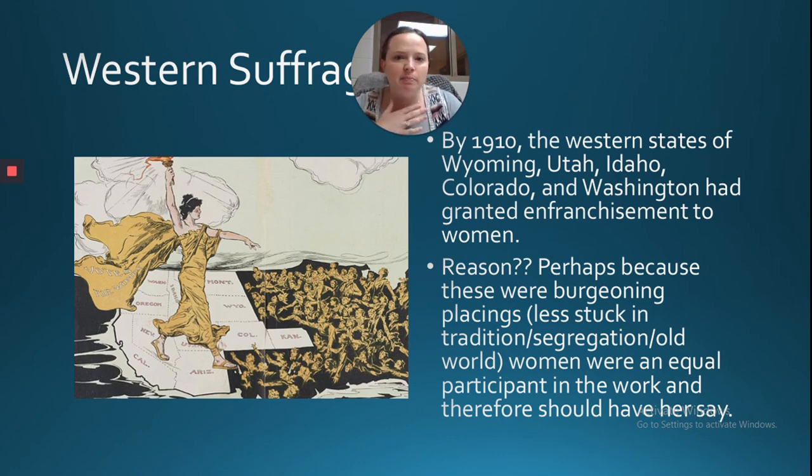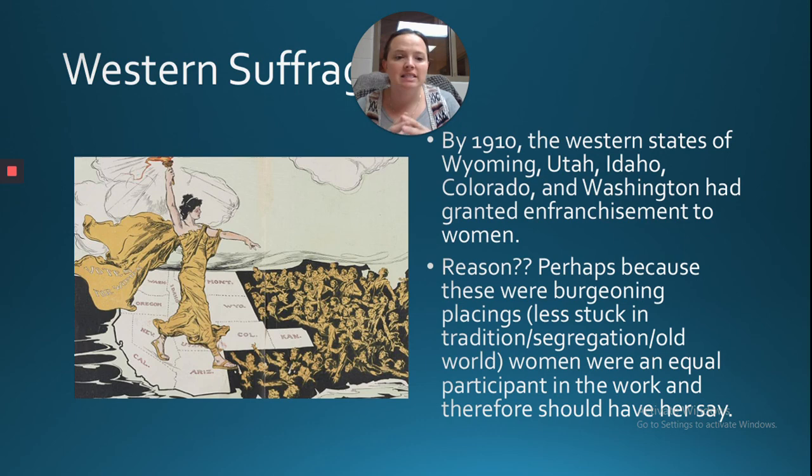Now, this is my personal opinion. I added this in here. So what was the reason? Why was it in the West? I think it's because the West didn't get stuck up in the Civil War, number one, where people wanted to make distinctions between those who were worthy and those who were not.